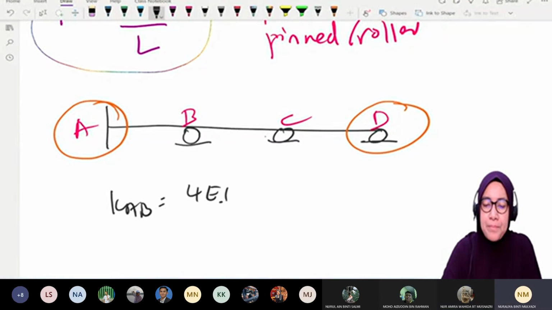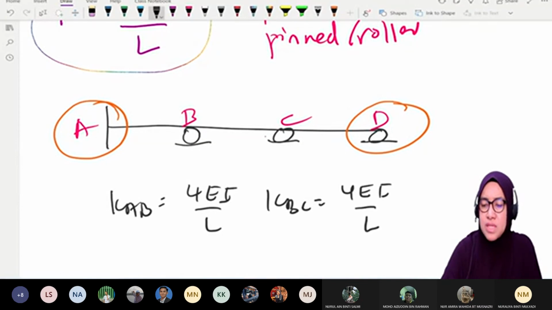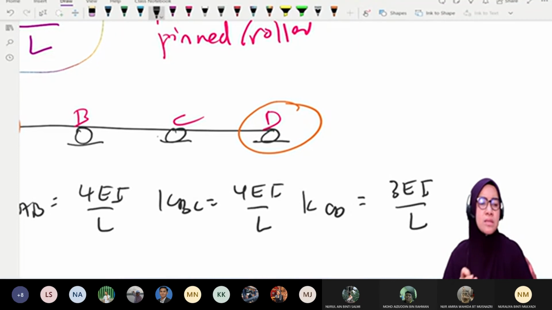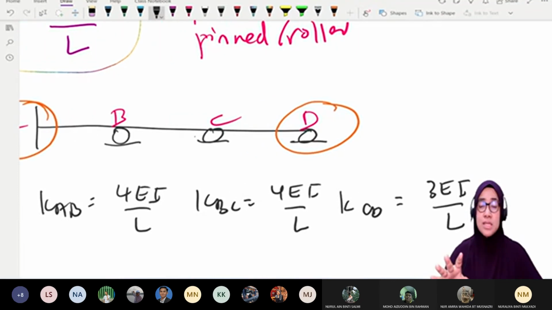4EI over L. For KBC, we use 4. Of course, internal we use 4. So what about CD? 3EI over L. So it's very simple, quite straightforward. This is how we calculate K.